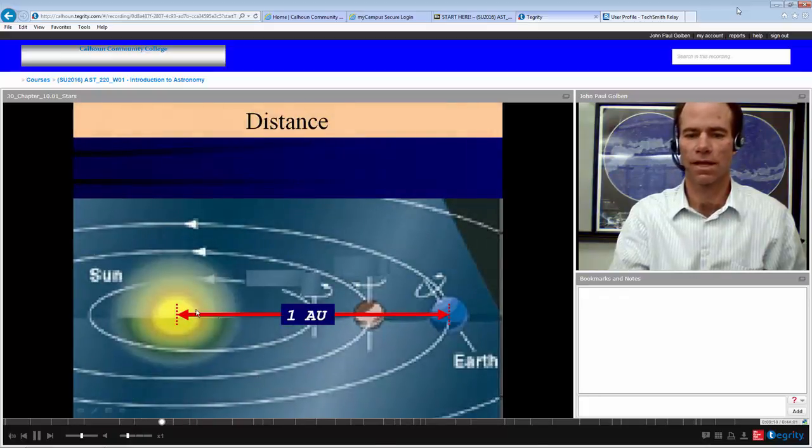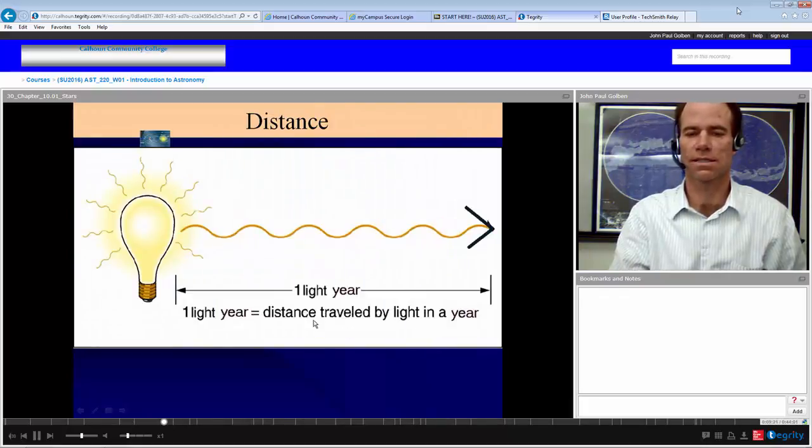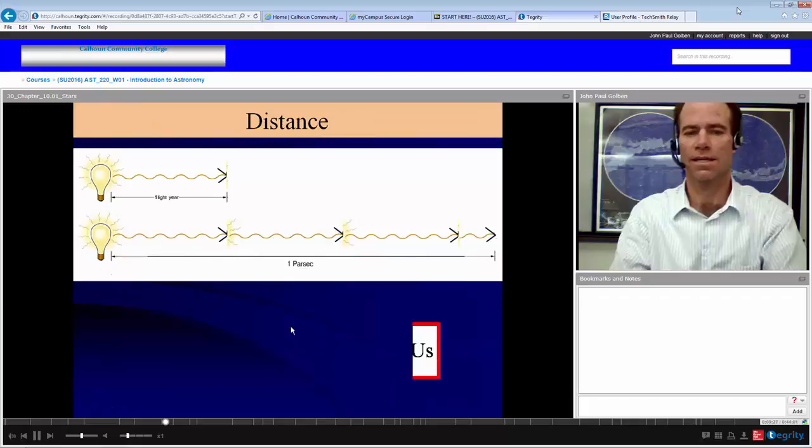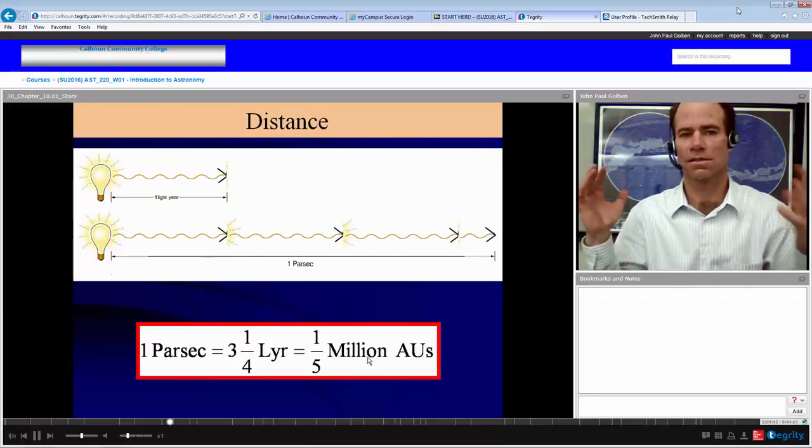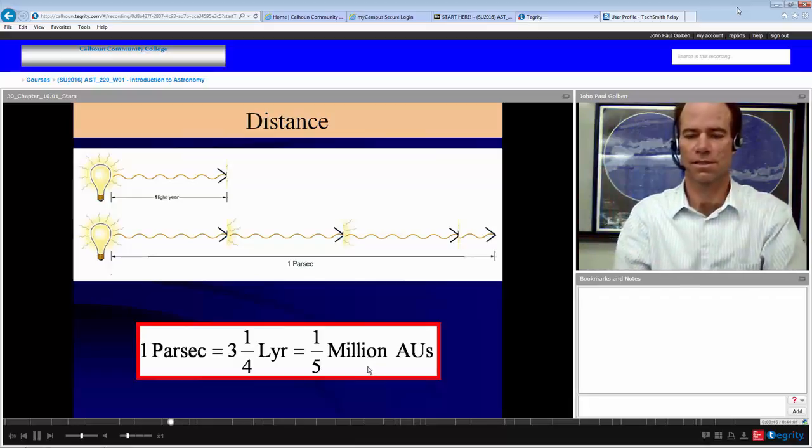Here's a look at the distance from the Sun to the Earth, 1 astronomical unit. If we greatly increase that, say the distance traveled by light in a year is 1 light year, and increase that to 3 1/4, then we have a parsec. A parsec is 3 1/4 light years and approximately 1/5 of a million astronomical units. So it's approximately 200,000 times the distance of the Earth to the Sun.